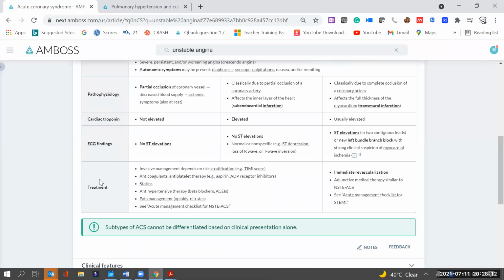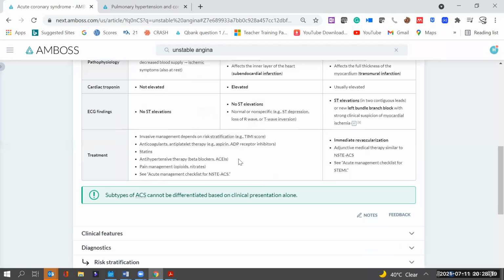Now we will see the treatment. Invasive management depends on risk stratification. For example, we'll go for the STEMI scoring. We'll check this scoring later.